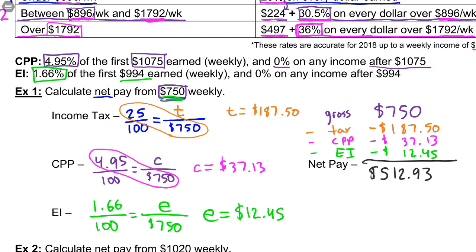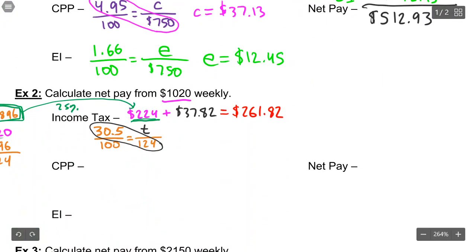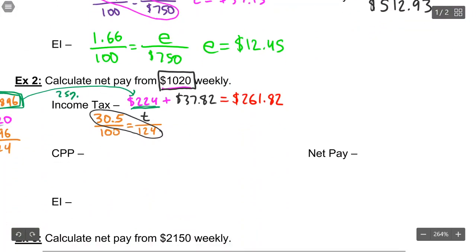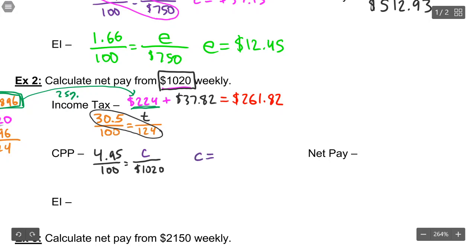Okay, let's try the next one. So CPP. CPP, we earned $10.20. $10.20 is less than the cutoff of $10.75. So we're going to do 4.95% on the full $1,020. So this is going to be our C, and then when you cross multiply and divide, your CPP is $50.49 if you round correctly.